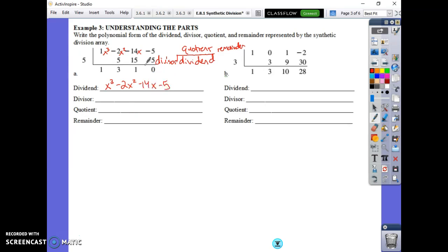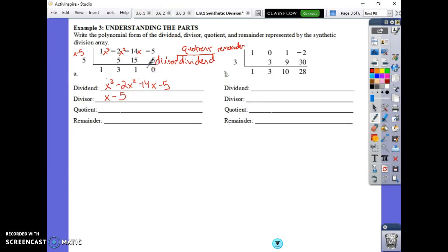That's my dividend. You go through then, your divisors, what are you dividing by? So I'm dividing by this 5 over here, but we have to remember what the 5 represents. It represents an x minus 5. So that means that my divisor is x minus 5 in here. And then my quotient is my answer. So my answer comes down here.